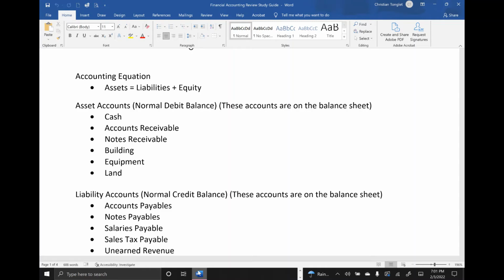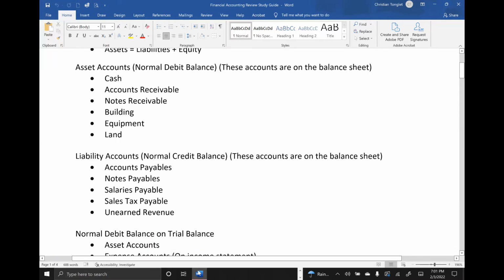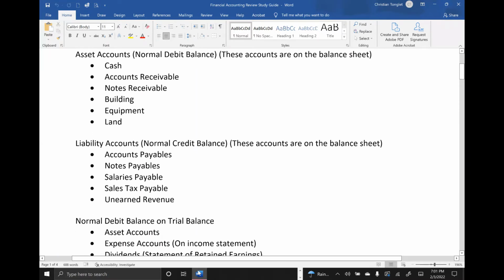And then we have our building, equipment, land. We could have vehicles in there as well. So those are our fixed assets. And those are usually non-current because you're going to have those for a long period of time. That's our assets. So when you see anything in regards to that, you would want to know that you're going to have a normal debit balance for an asset.